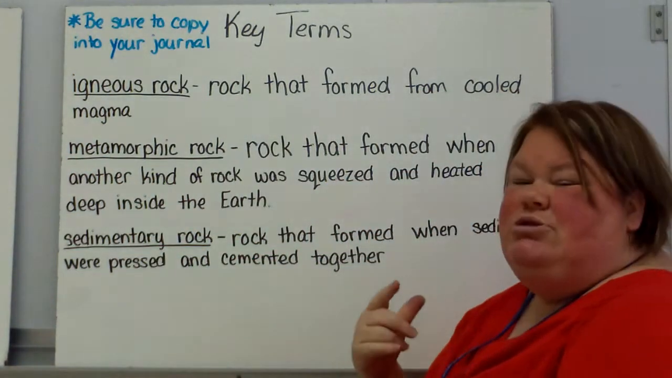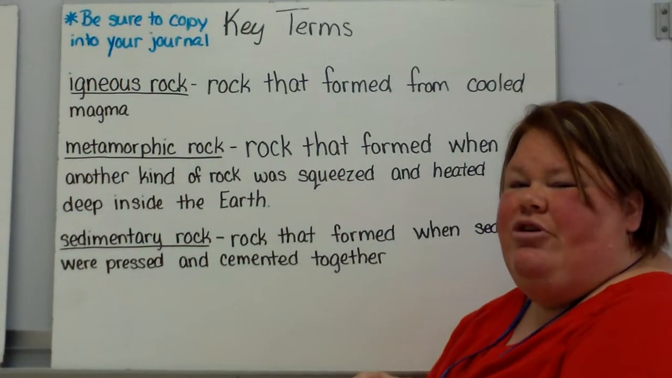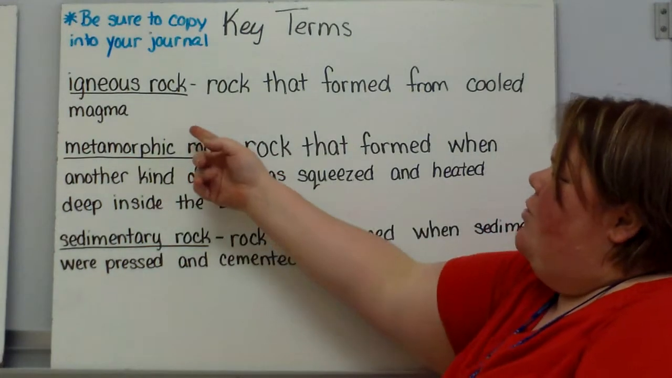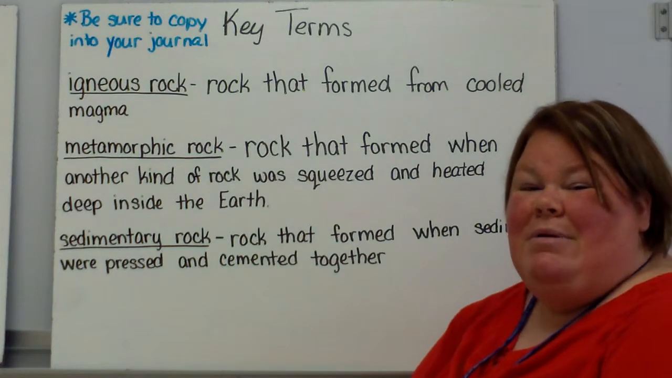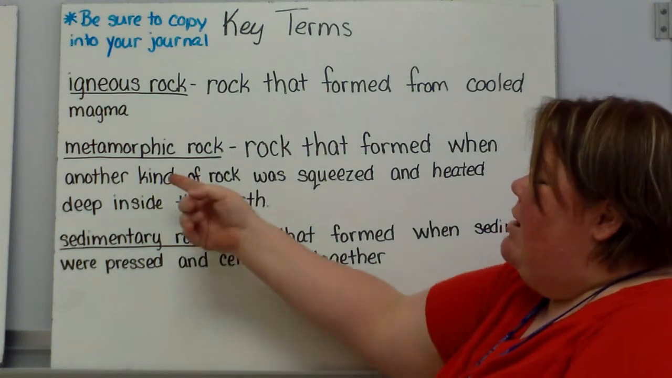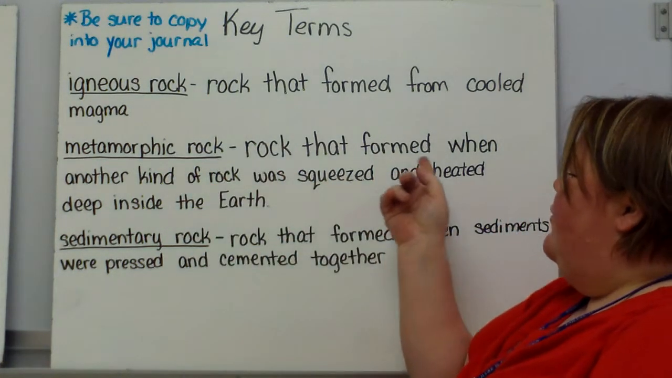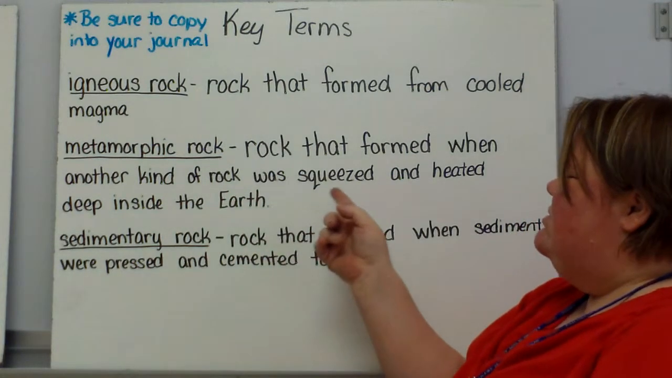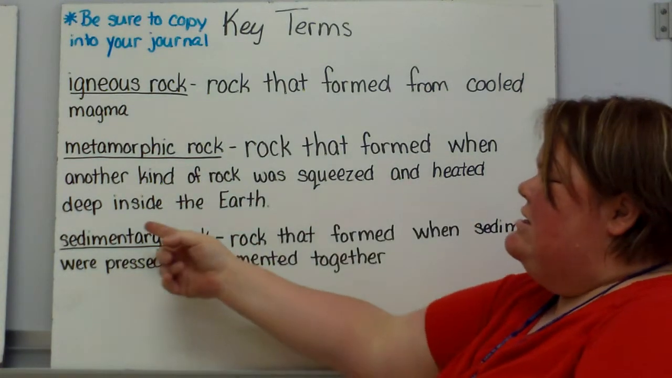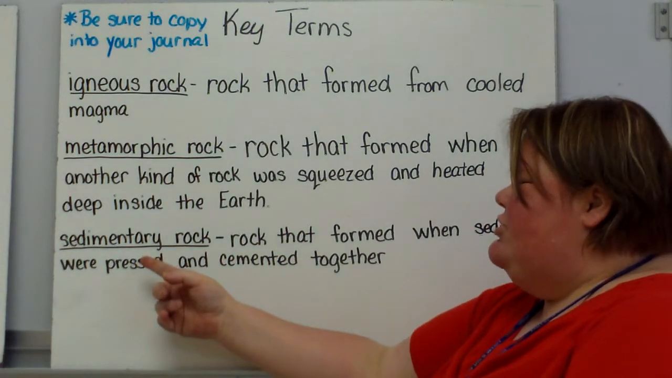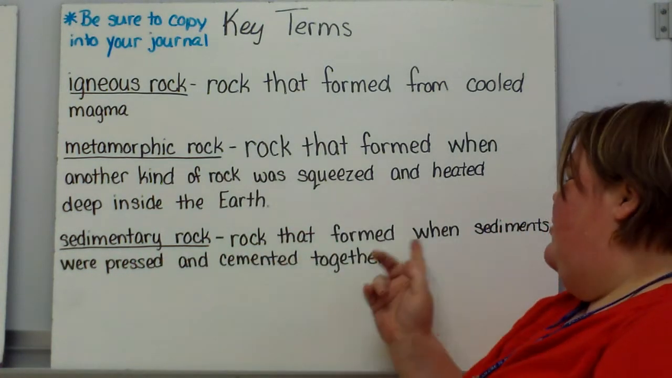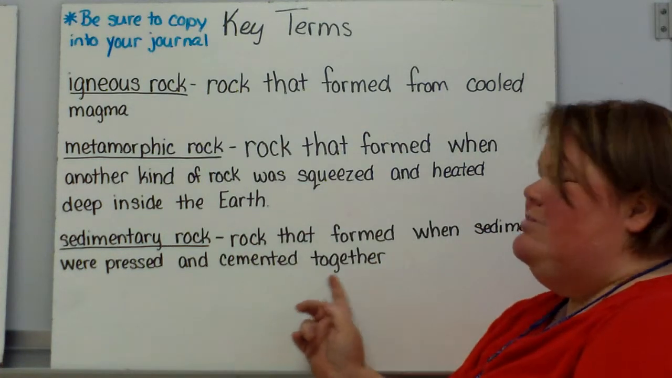Here are some key terms you need to be sure to copy down in your journal. Igneous rock is rock that is formed from cooled magma. Metamorphic rock is rock that is formed when other kinds of rock were squeezed and heated deep inside the Earth. And then sedimentary rock is rock that is formed when sediments were pressed and cemented together.